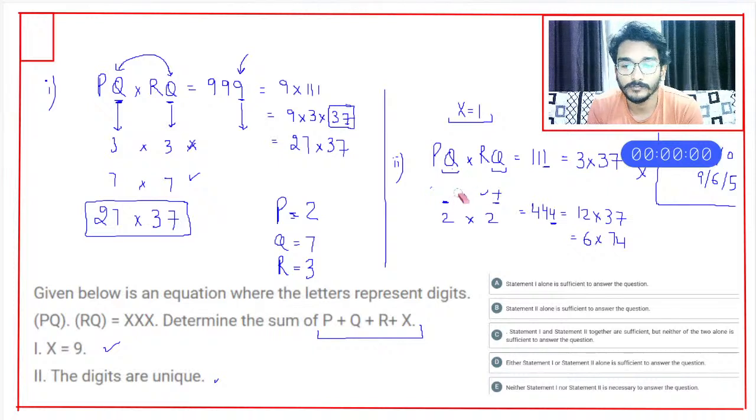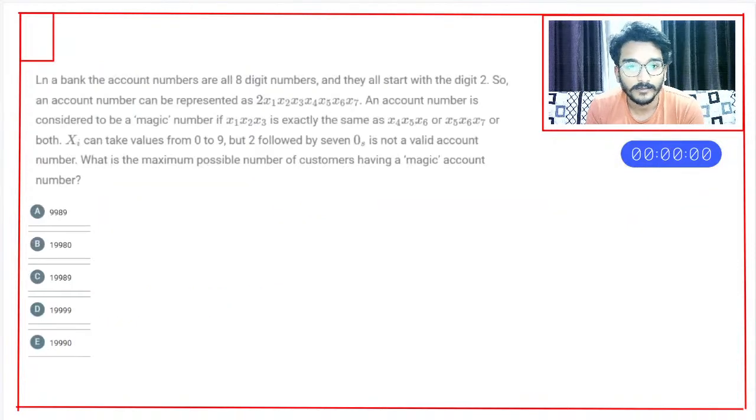And there is no 2, 2 at the unit place here. So only the first statement is sufficient to answer this question. Now, solve this one. Try this question now.